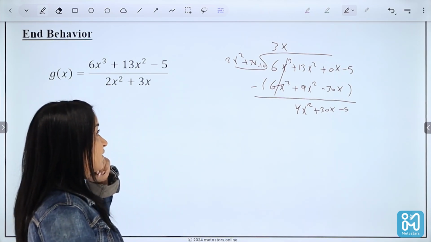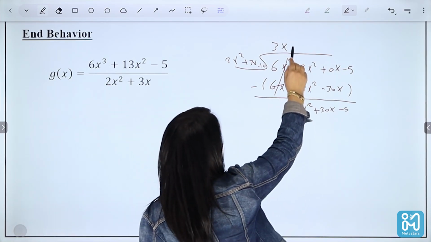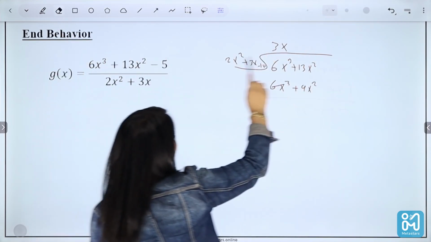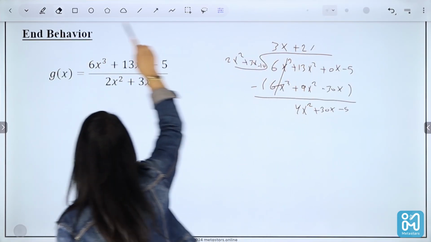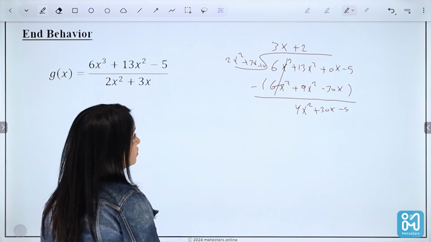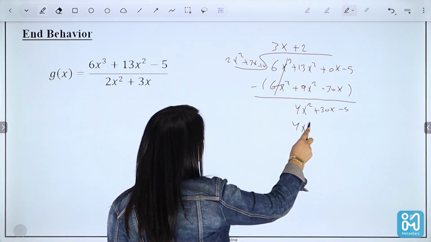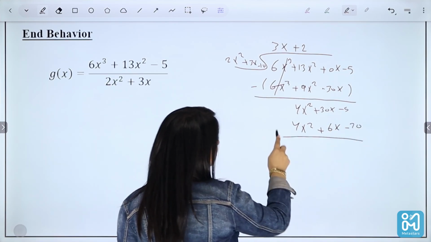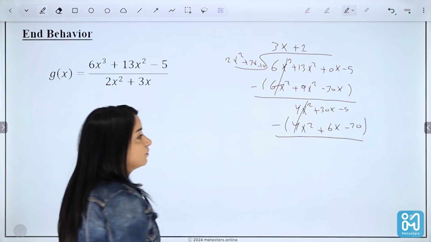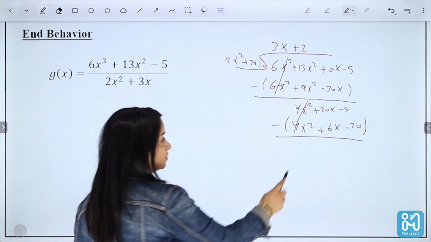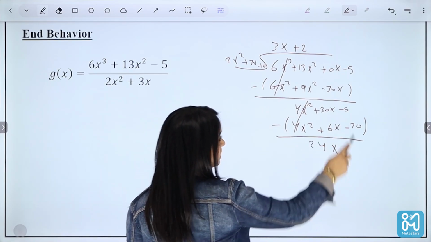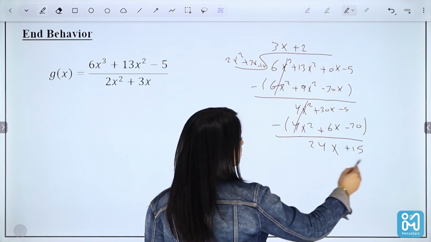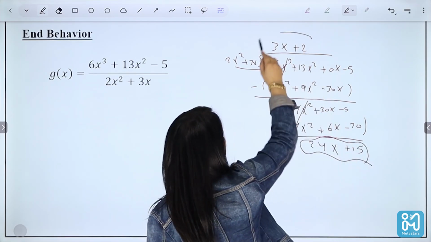So 4x squared divided by 2x squared, the answer is going to be here what? It's plus 2, only plus 2. Okay, so now 2 times 2x squared, it will be 4x squared plus 6x minus 20. So what we're going to do? We're going to subtract. Now 30x minus 6x is going to be 24x. And here negative 5 plus 20, it's going to be what? 15.